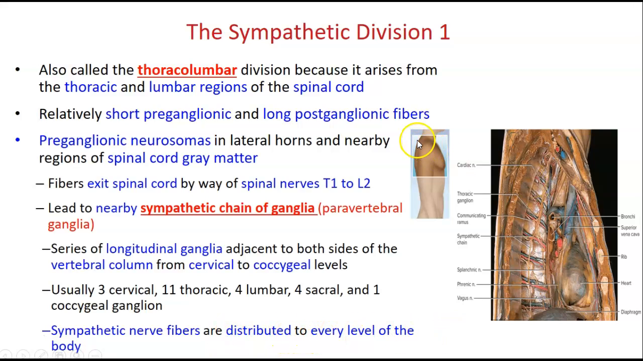The figure here shows a body dissection at the thoracic region. As you can see, the nerves come from the thoracic ganglia, which is right here. It extends to the sympathetic chain, then it will continue going down to branch out to the lower body sections.